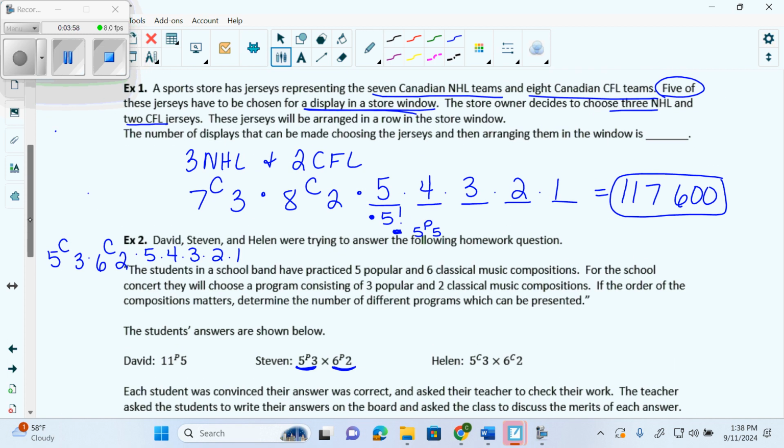What is the answer to that? Did anyone get the actual answer? Pardon? I got 18,000. I don't know if that's right. 19? 18,000. 18,000? Do we agree?